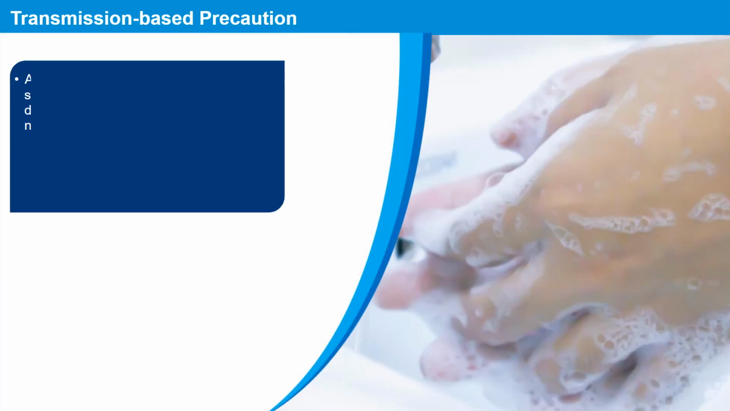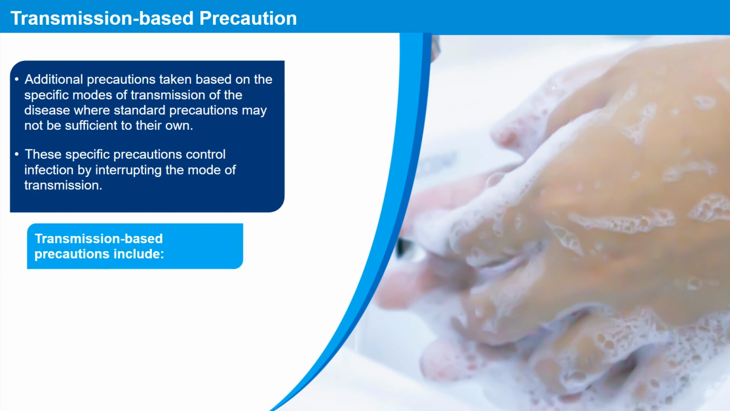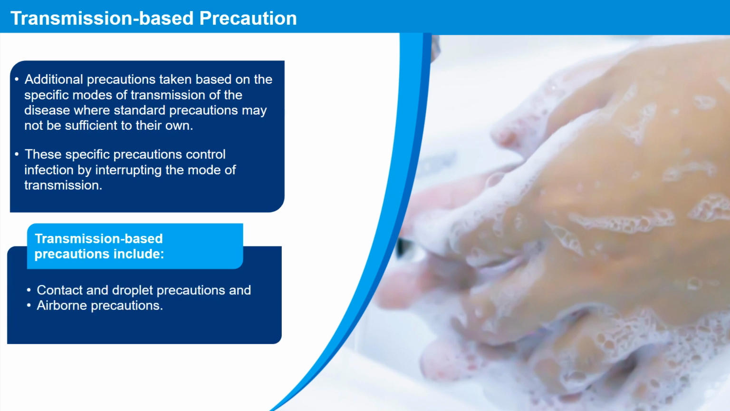Transmission-based precautions are additional precautions taken based on the specific modes of transmission of the disease, where standard precautions may not be sufficient on their own. These specific precautions control infection by interrupting the mode of transmission. Transmission-based precautions include contact and droplet precautions and airborne precautions.